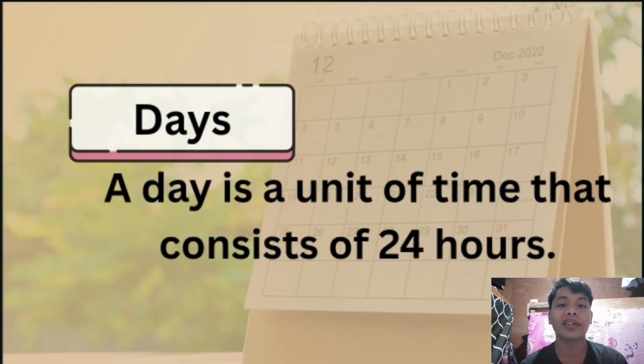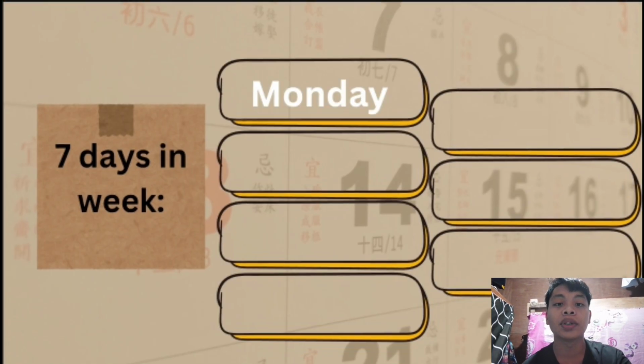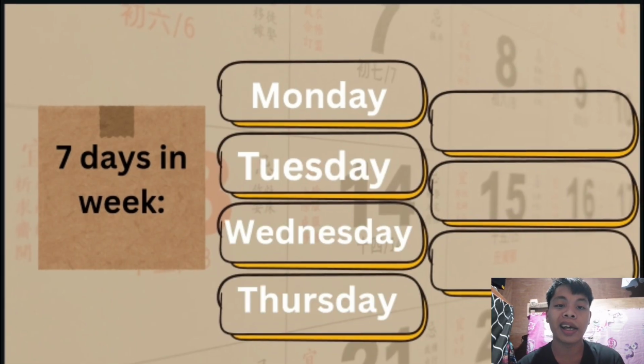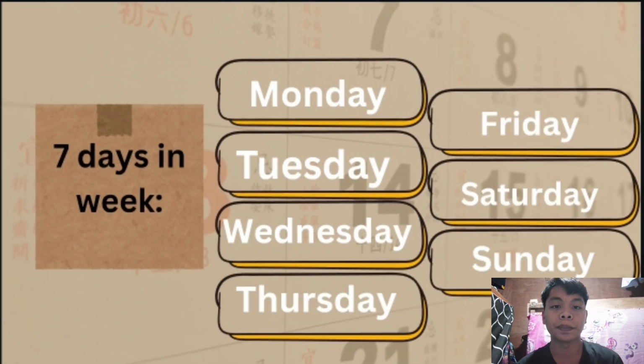Days. A day is a unit of time that consists of 24 hours. We use days to measure our daily activities, schedules, and routine. So there are 7 days in a week, and these are first Monday, Tuesday, Wednesday, Thursday, Friday, Saturday, and Sunday. So these are the 7 days in a week. A week is a group of 7 days.